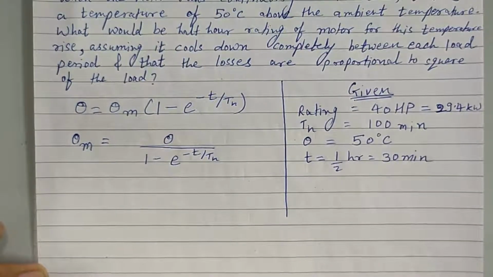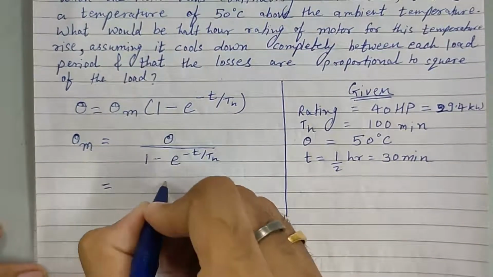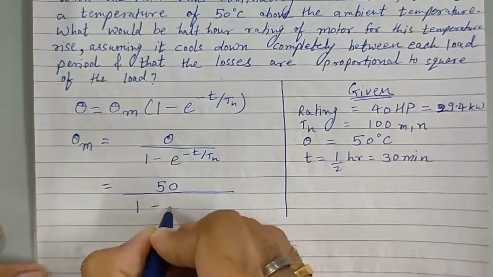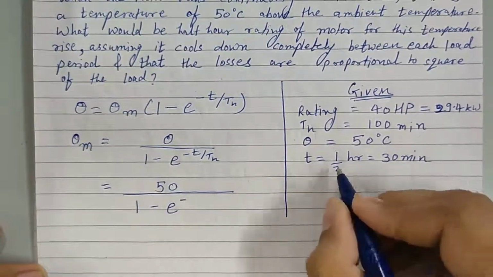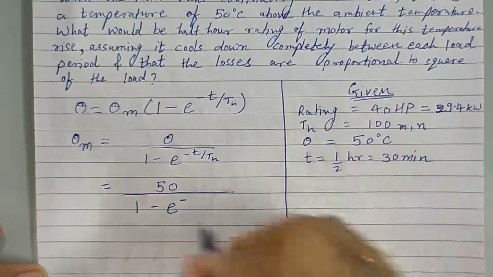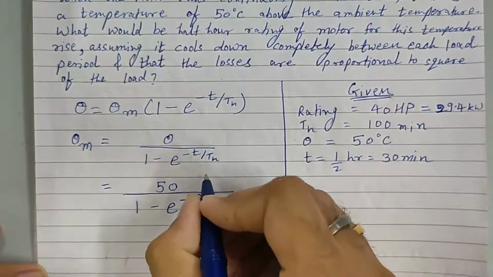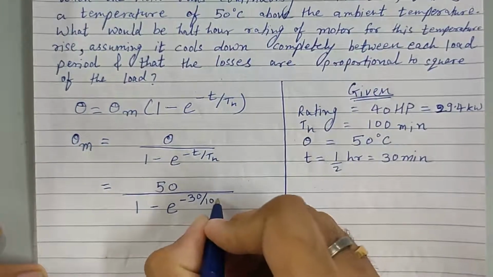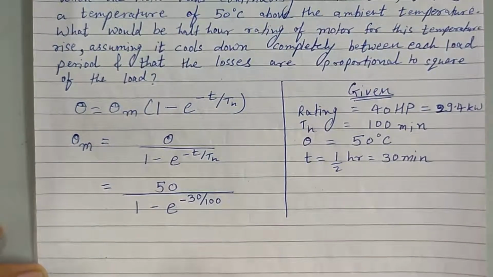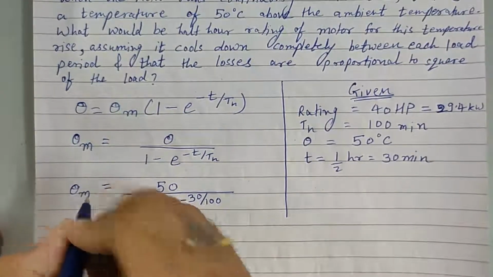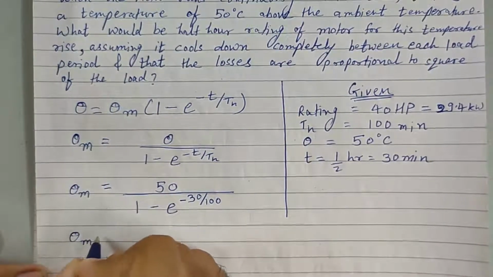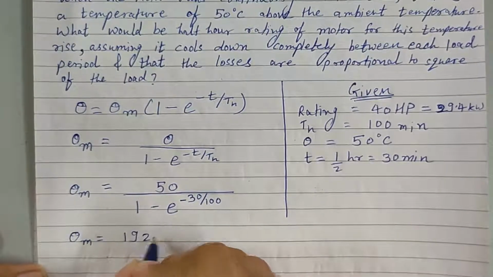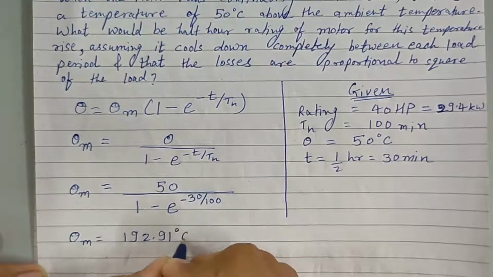Now substituting the values, we know the value of theta is 50 divided by 1 minus e raised to minus, now half hour rating, so we are taking it as 30 minutes, divided by TH, heating time constant, is given as 100 minutes. So on calculating this, I will get the value of theta m as 192.91 degree centigrade.